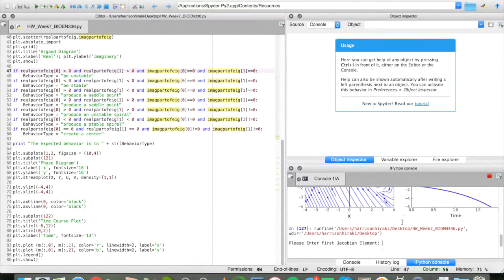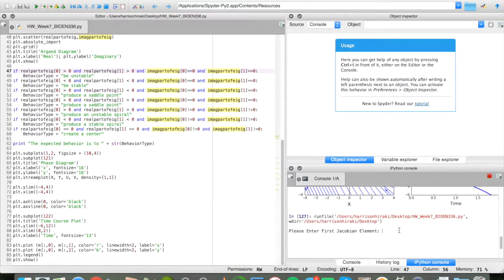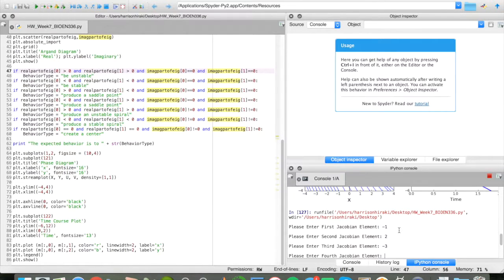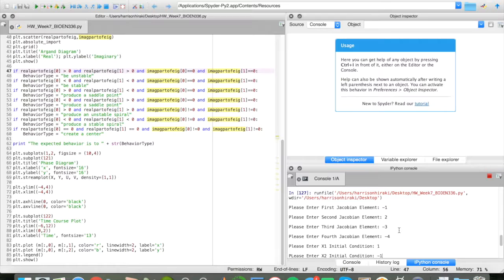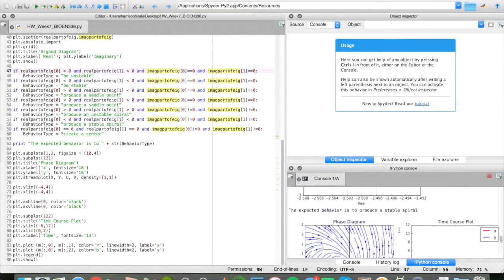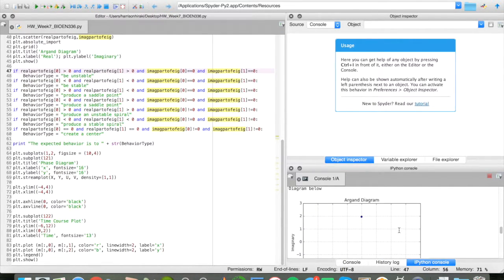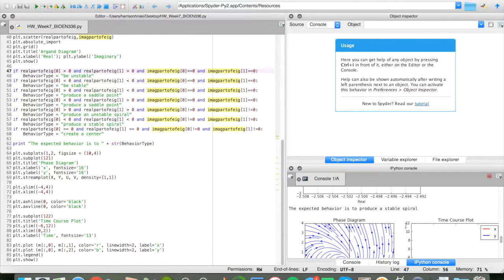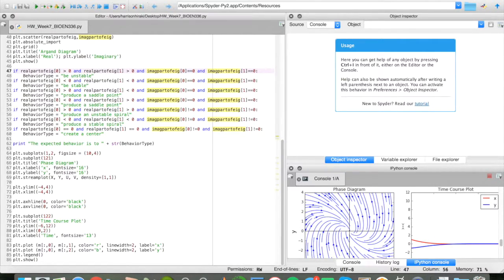Next, let's take a look at a system that will give us something with an imaginary component in the eigenvalues. Here, we see that the Argand diagram shows that both eigenvalues have imaginary components. While the system is stable, we see that this time the expected behavior is now to produce a stable spiral, which is best shown in the phase diagram.